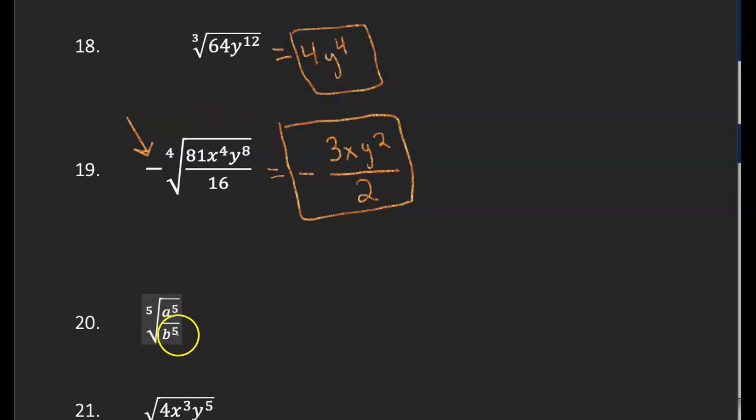Okay, moving on. So again, please keep in mind, we treat the variables differently. The exponents are being divided by the index versus the numbers. You're asking yourself, one number multiplied times itself this many times will give me this number. So I have 5 divided by 5 is just a, and b divided by 5 is just b.